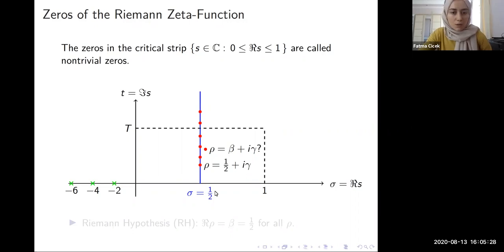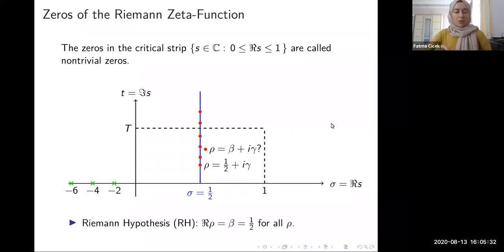These non-trivial zeros are predicted by Riemann to all lie on the critical line. So they are all expected to have real part 1 over 2. And so far, we don't know any zero that is off the critical line. Okay, so we know that there are infinitely many non-trivial zeros.